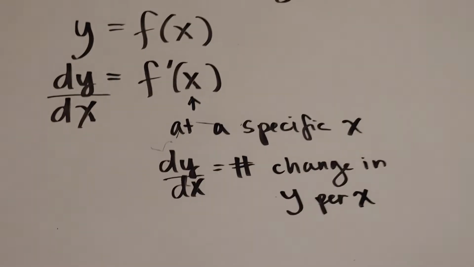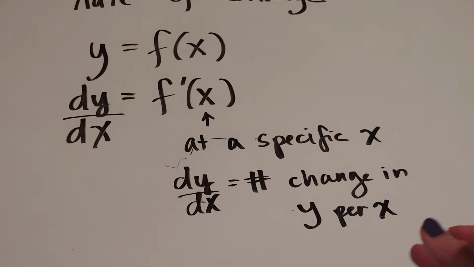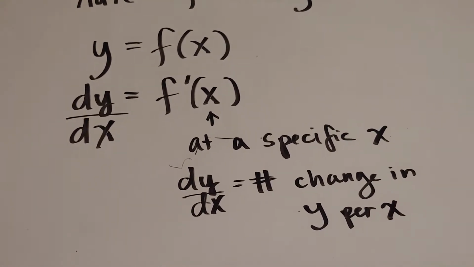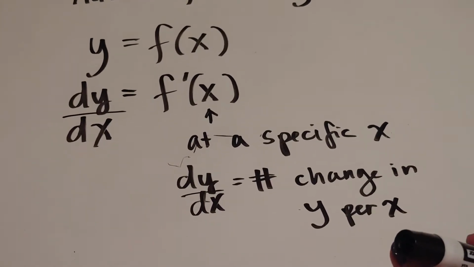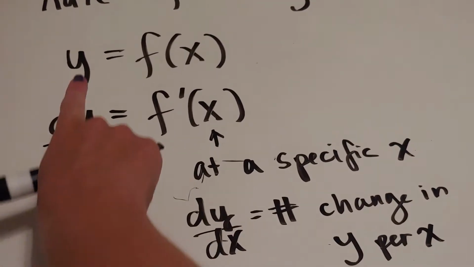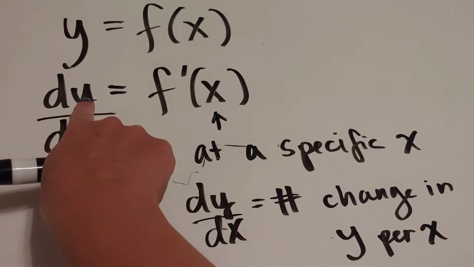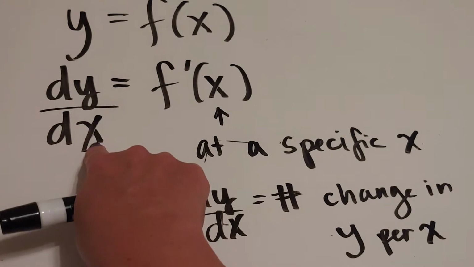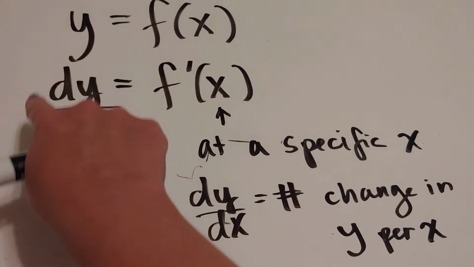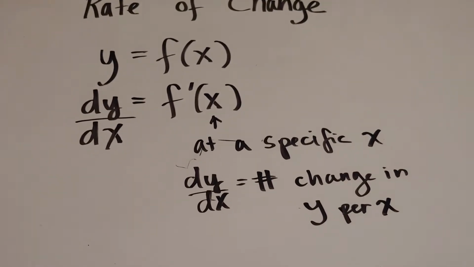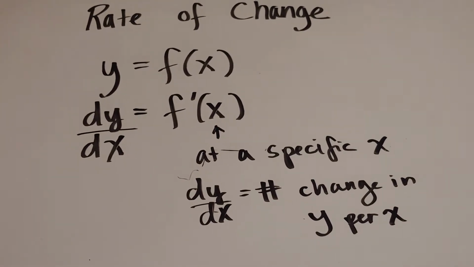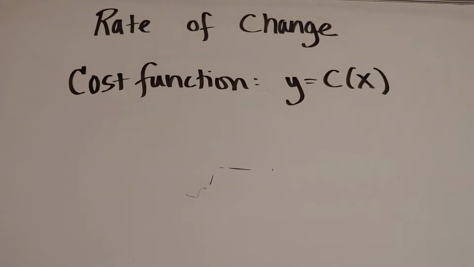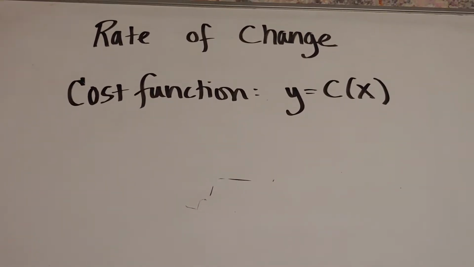Okay, well, we can do that with any function. So if you had a cost function, a weight function, temperature, elevation, pressure, whatever it's dealing with, whatever variable is on this side is the top. Whatever variable is the independent variable is going to be the bottom, and that will show you what it's representing. Okay, so I'm going to write a couple of different equations and show you how you would interpret each of their slopes. For this first example, we're going to look at a cost function.